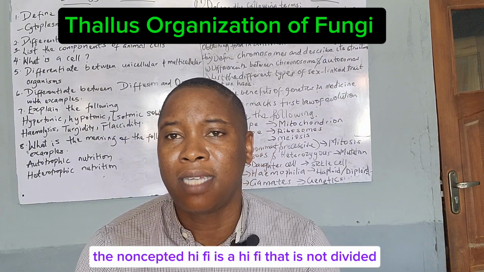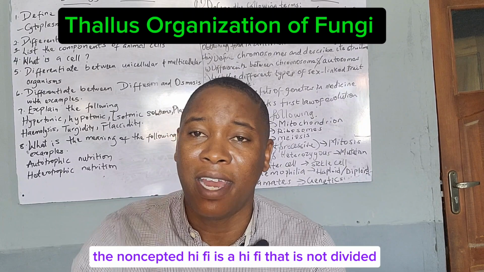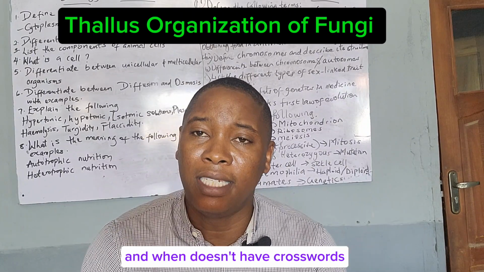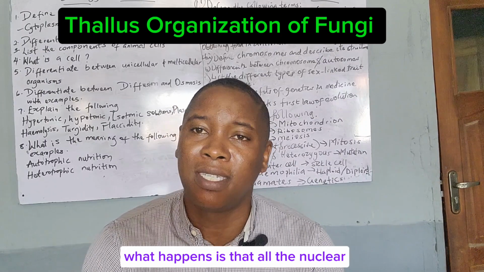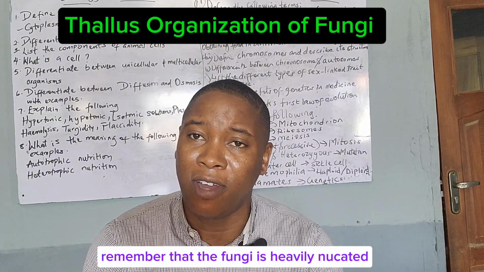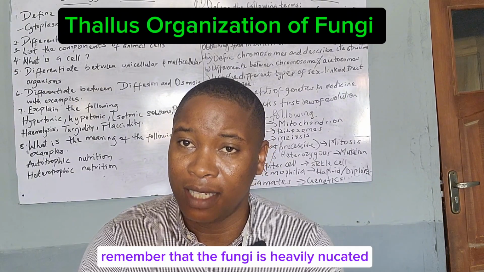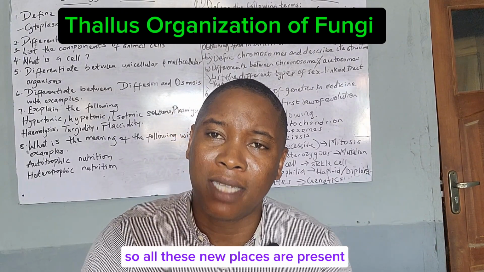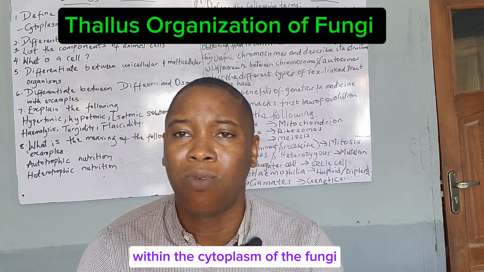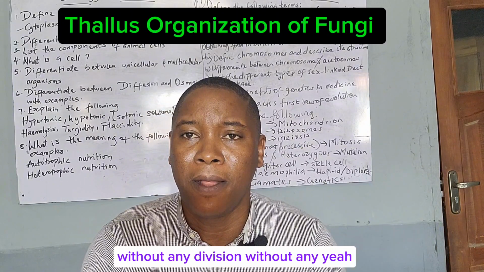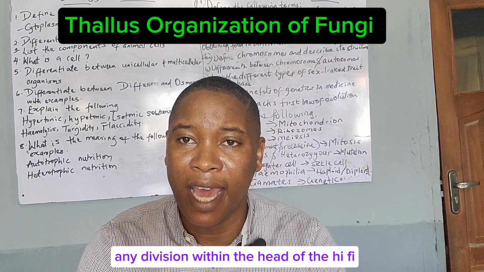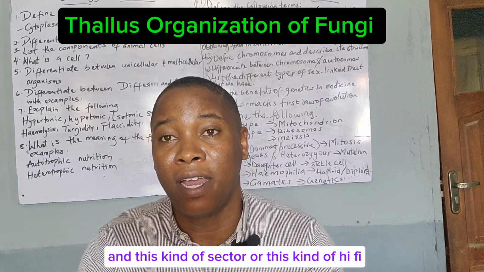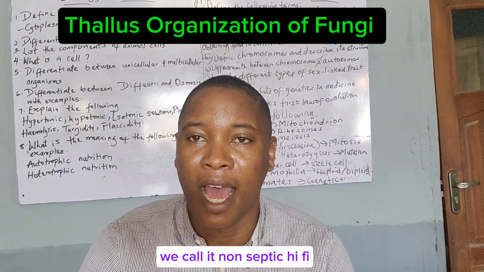Now, the non-septate hypha is a hypha that is not divided in the middle. It doesn't have what we refer to as cross walls. And when it doesn't have cross walls, remember that the fungus is heavily nucleated, with a lot of nuclei in its structure. So all these nuclei are present within the cytoplasm of the fungus without any division within the hypha. This kind of hypha we call non-septate hyphae.